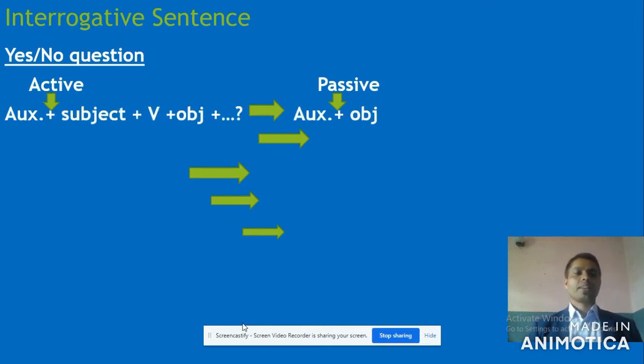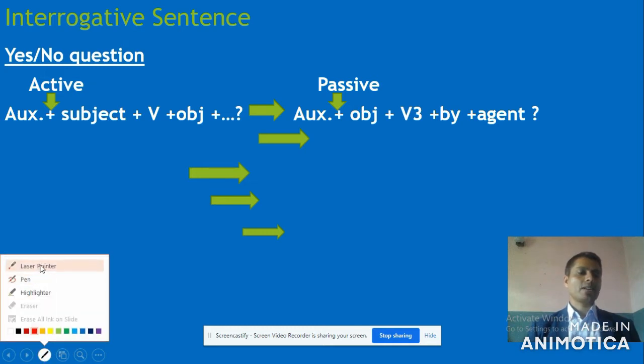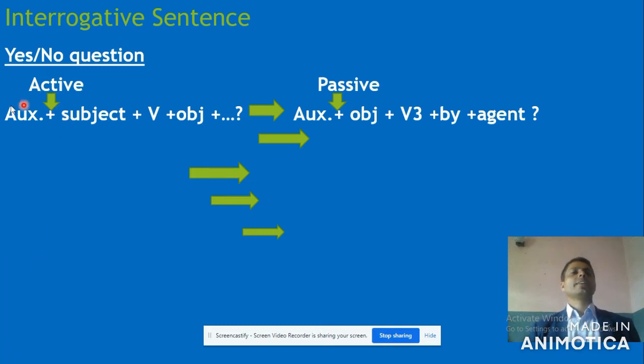Now look at the structure first, the structure of both active and passive, of yes no questions. If you see a yes no question, how do you change it from active to passive? So you must know this structure. It is: auxiliary plus subject plus verb plus object, and a question mark at last. Then here: auxiliary plus object plus verb 3 plus by plus agent. This is the structure that we are going to follow to change from active to passive and vice versa.